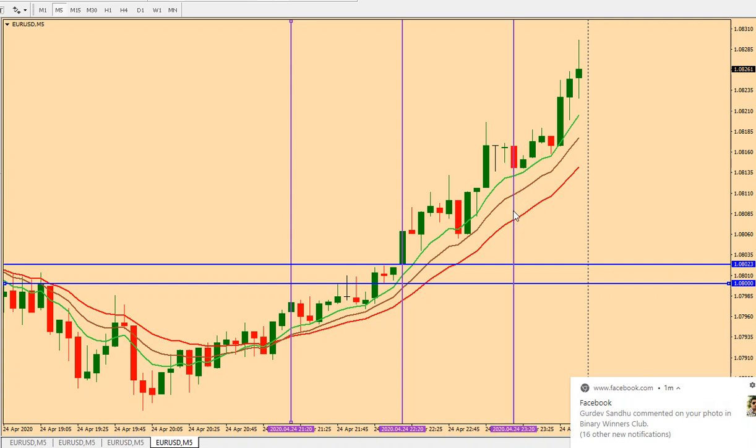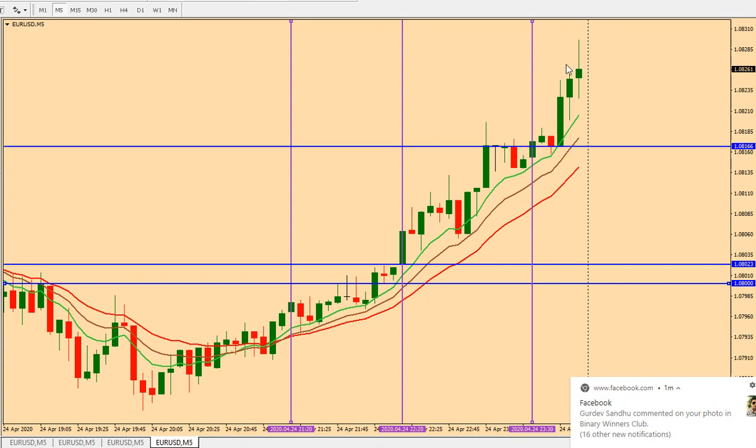There's another one here. This one is inside. This one breaks above it. Okay, you can see it breaks above the red's body. 3 candles later, you guys are ITM.